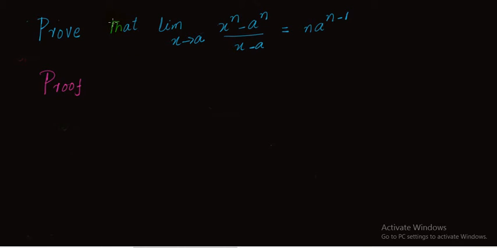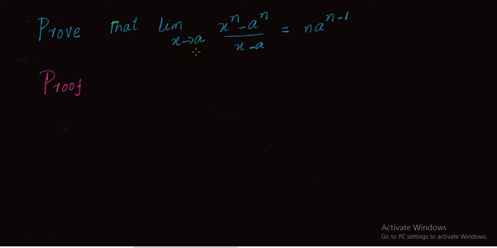In this video lecture, we are going to prove an important formula for the limit, that is limit x approaches to a, (x^n - a^n) upon (x - a) equal to n a^(n-1).